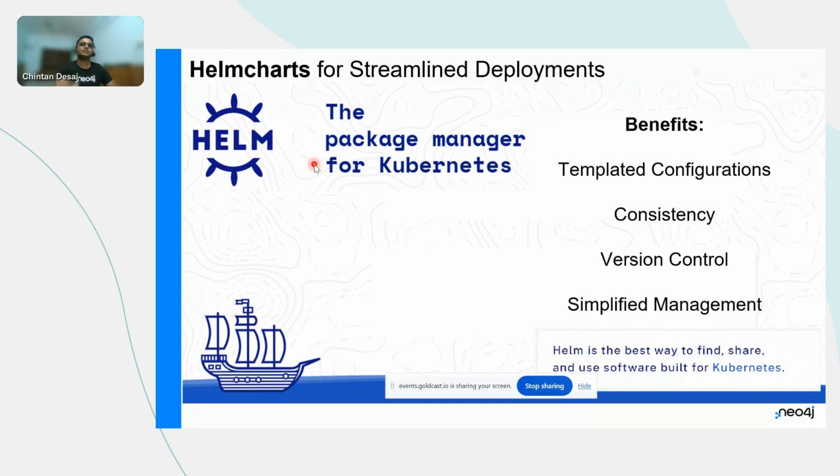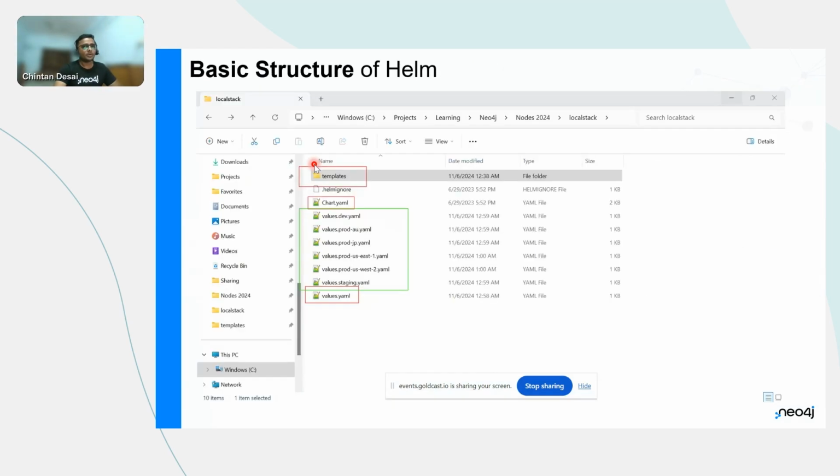Helm gives you templated configuration. As I said, you can create templates for configurations. I'll show you in the further slides. And it offers consistency, version control, and it makes management really simple. Now I'll cover what exactly Helm is and what the basic structure of Helm is. Helm, as I said, is a managed deployment package.